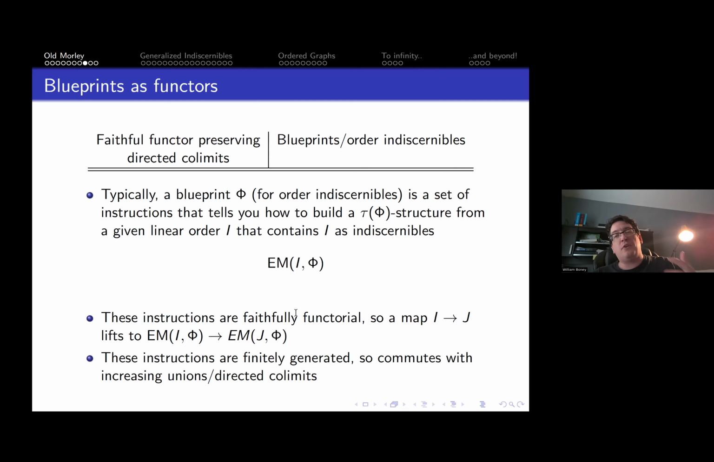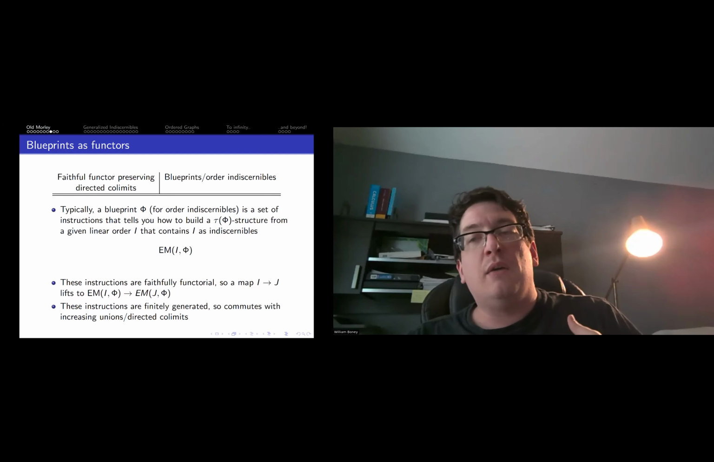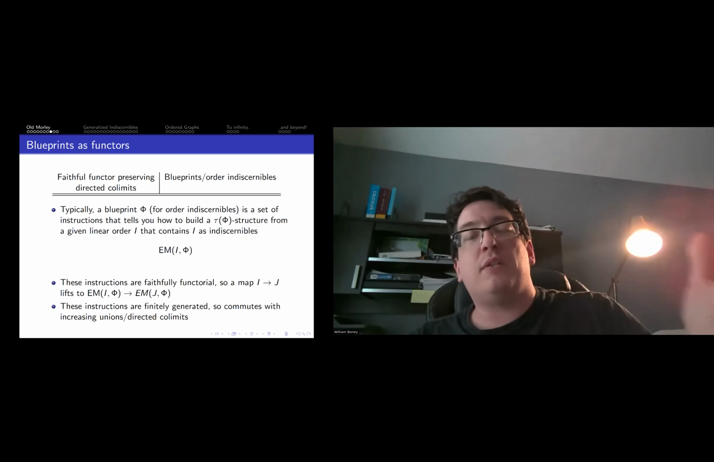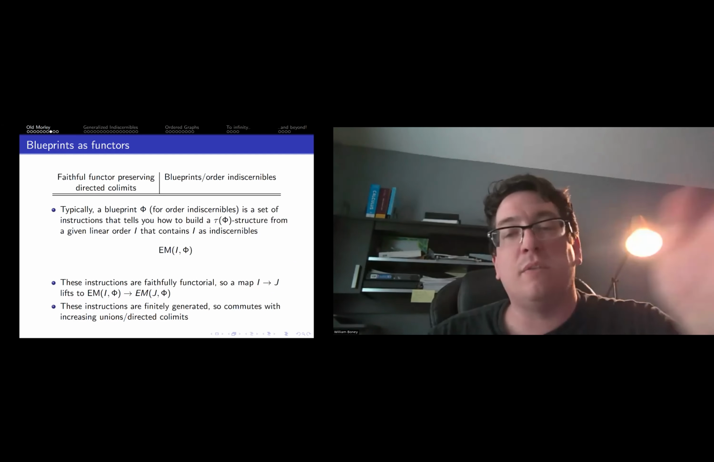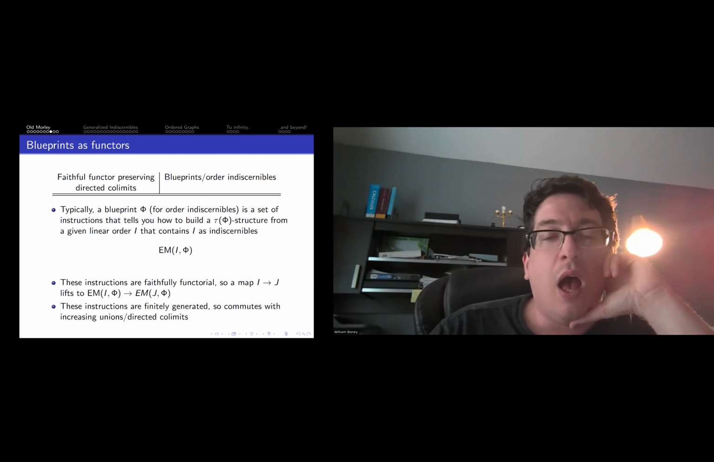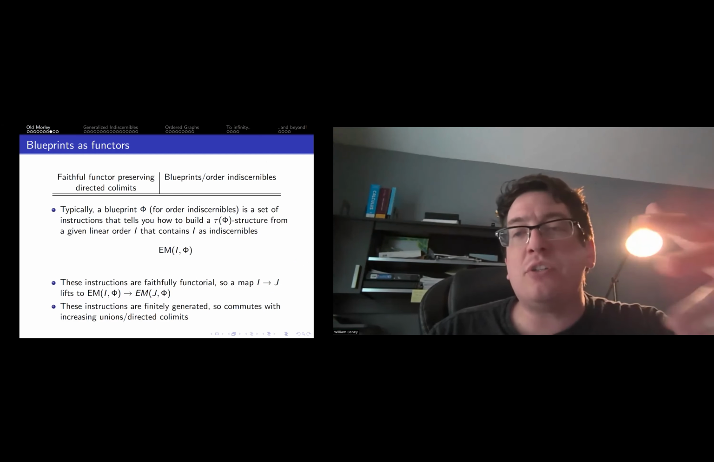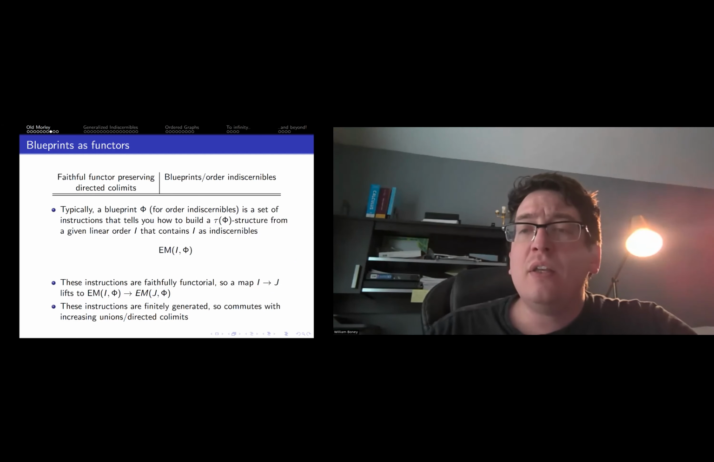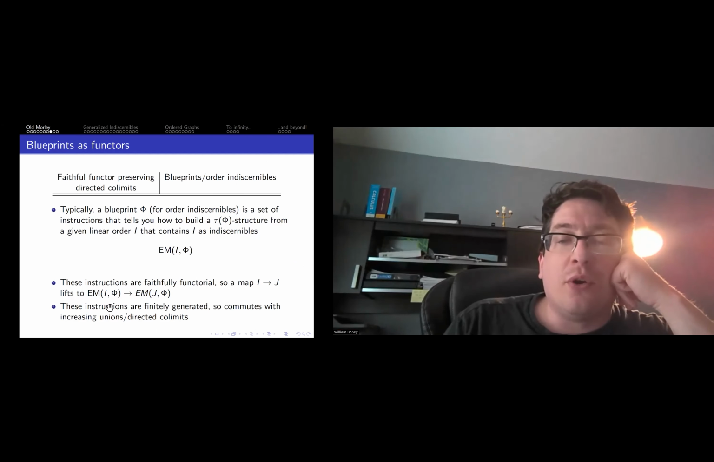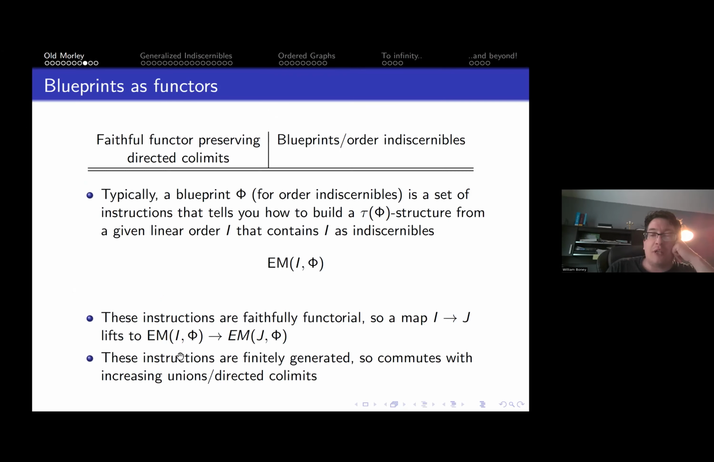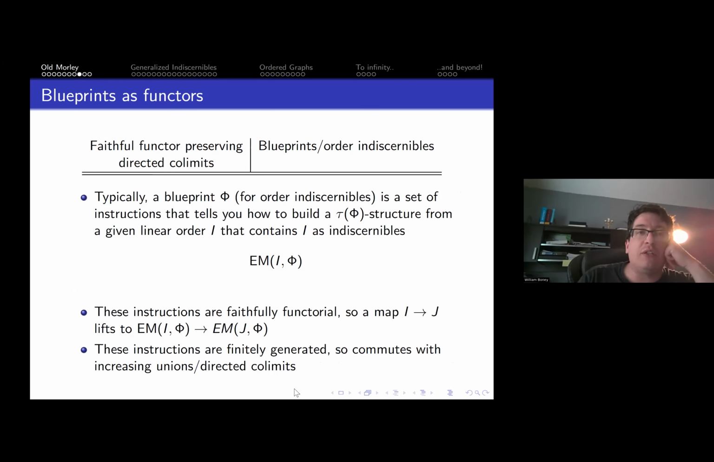EM here stands for Ehrenfeucht-Mostowski, who developed this theory, I guess in the first order case with orders. And these instructions are finitely generated, because you're taking terms of finite tuples from your linear order. So this EM construction commutes with increasing unions of linear orders, or directed colimits. And this is what it means to preserve directed colimits.